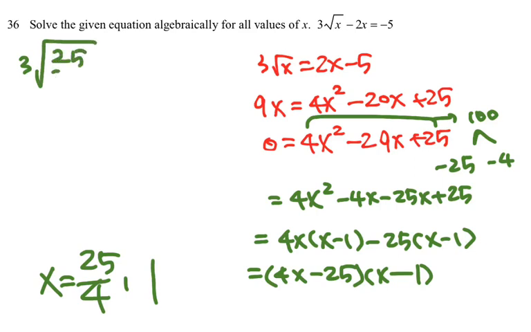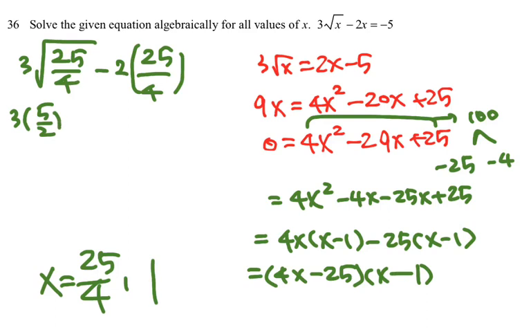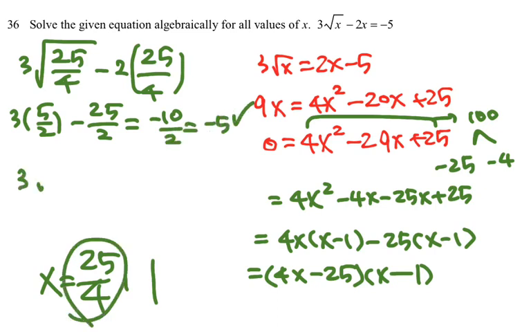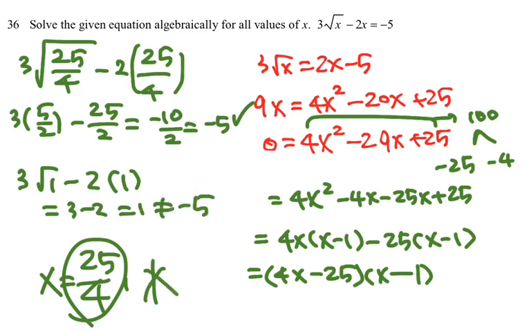Let's check. If I were to use 25 over 4 in place of x's, what do I end up getting? We get 5 over 2 and 25 over 2. So in fact, when you combine them, negative 10 over 2, which is equal to 5, so that works out. What if the x value equals 1? That's what we end up getting. And then 1 is not equal to 5, so we have to reject 1. Only 25 over 4 would have been the answer.